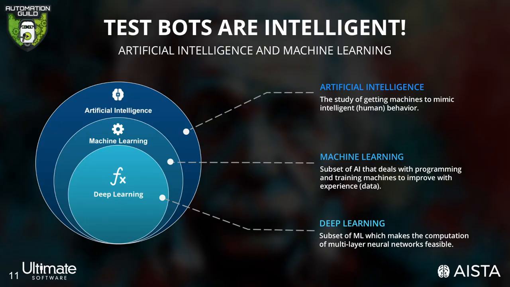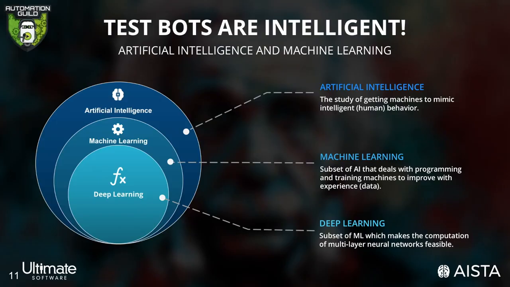And I used to always say intelligent human behavior, but there's other forms of intelligence besides humans, and actually maybe some humans aren't really always that intelligent. But nonetheless, machine learning is a subset of AI, and it deals with the programming model. It deals with how do we get machines to actually improve with experience.